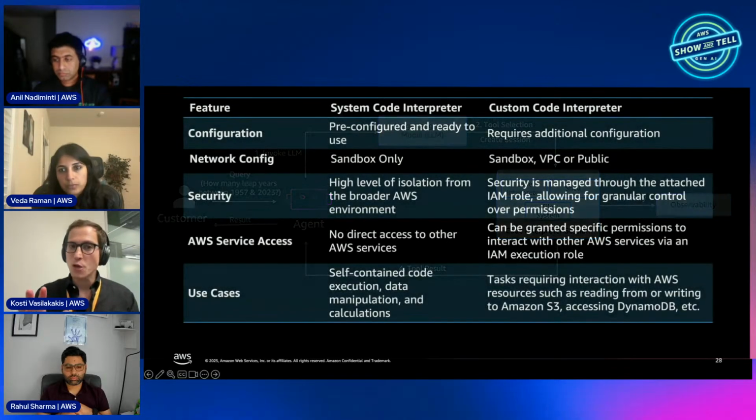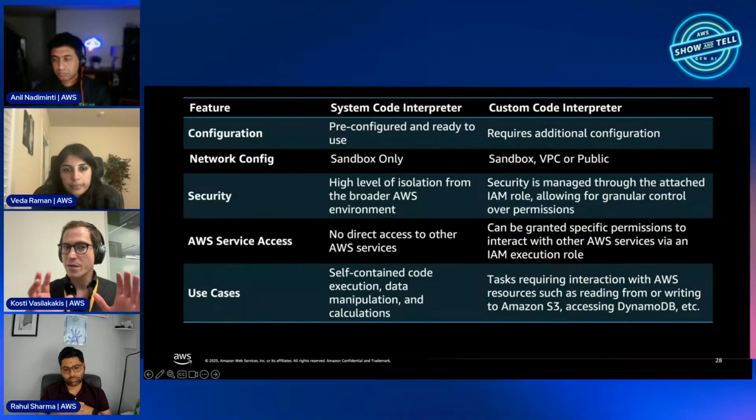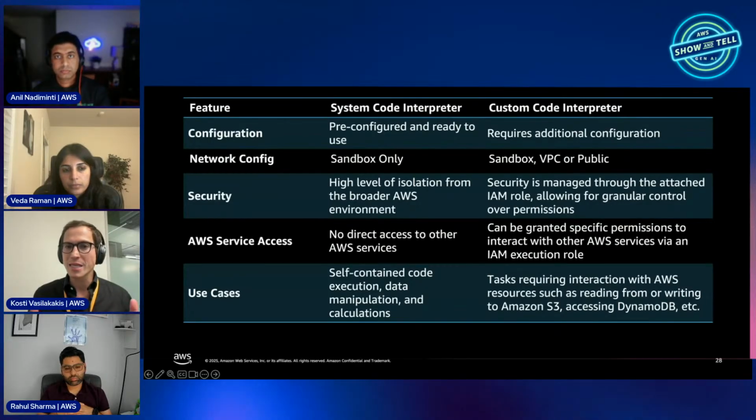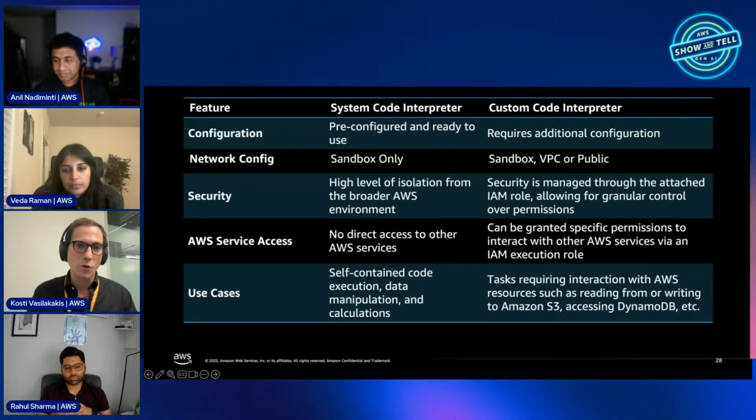And there are two types of code interpreters. There's the pre-built code interpreter, where you can very quickly instantiate a session. We give you a sandbox-only environment where you can access only that micro VM plus S3, and it doesn't have access to any other AWS resources. And it comes through our own configuration of sandbox only.